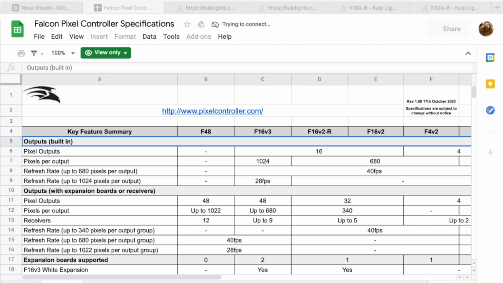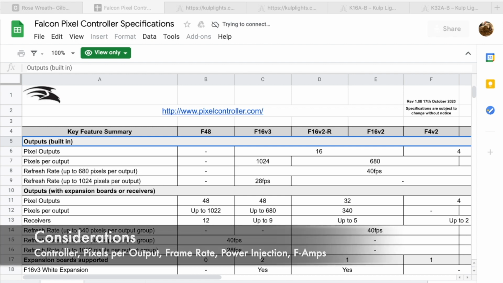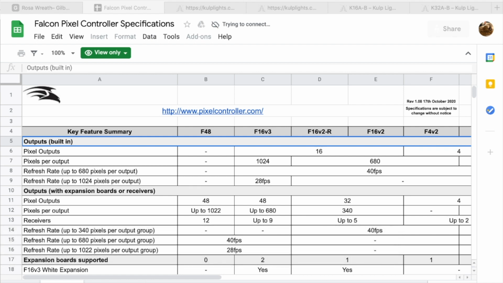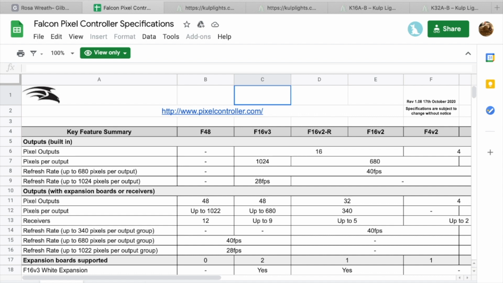For planning purposes, whether using a new controller or expanding the use of an existing controller, you need to determine the best setup for your situation. You need to take into account the controller type, the number of pixels per output that will be used, which affects the frame rate performance, power and power injection requirements, and the potential need for f-amps, which is driven by the distance of the prop from the controller and the number of pixels per output, even if you are power injecting. The Falcon and Culp controllers provide the best value and are the most common, so we'll briefly review those controllers.